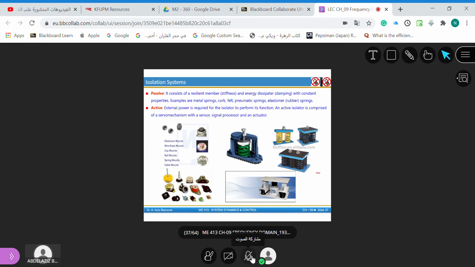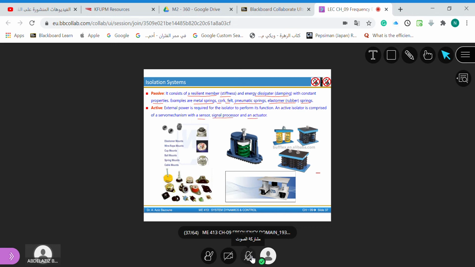These are some examples of the isolation system. Usually in our course here, we will use the passive isolator. Passive ones consist of a resilient member, which is stiffness, and an energy dissipator, which is a damping with constant properties. Examples are metal springs, cork, felt, pneumatic springs, elastomer, rubber spring, and so on. Active ones require external power for the isolator to perform its function. An active isolator is comprised of a servo mechanism with a sensor, signal processor, and an actuator.